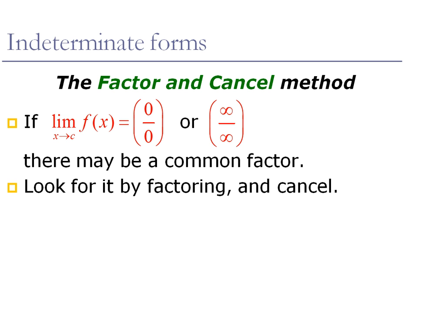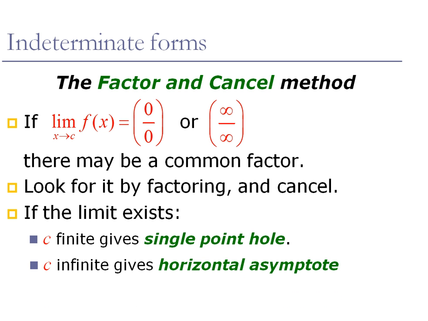Now, when that happens, if the limit exists, if by doing this procedure we end up actually with a finite limit, then if c is a finite number, that means we're dealing with a single point hole, because the limit exists but the function does not, because of course we cannot divide 0 by 0 or infinity by infinity. On the other hand, if c is plus or minus infinity, then the presence of the limit tells us that we're dealing with a horizontal asymptote.